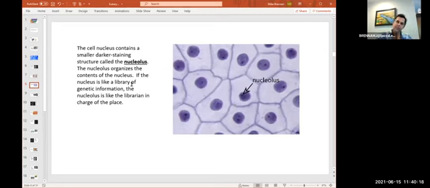You can also think of a nucleolus the way I wrote it here. The nucleus is a library of genetic information. The nucleolus is a librarian that controls what gets checked out, what gets put back, where it goes, things of that nature.